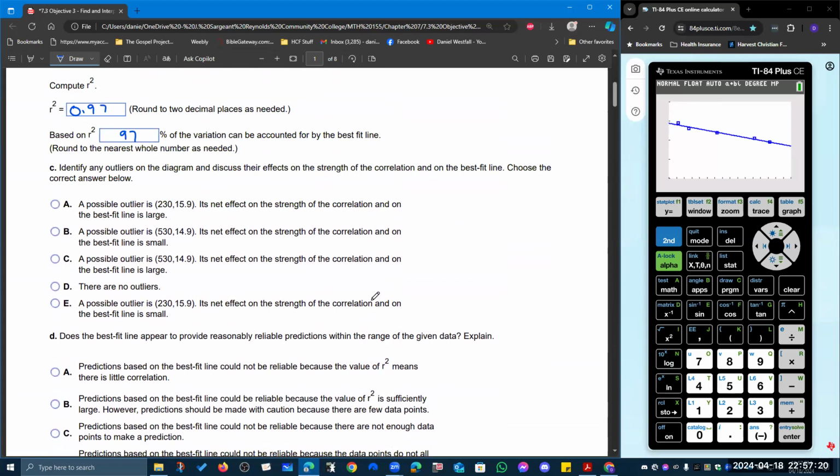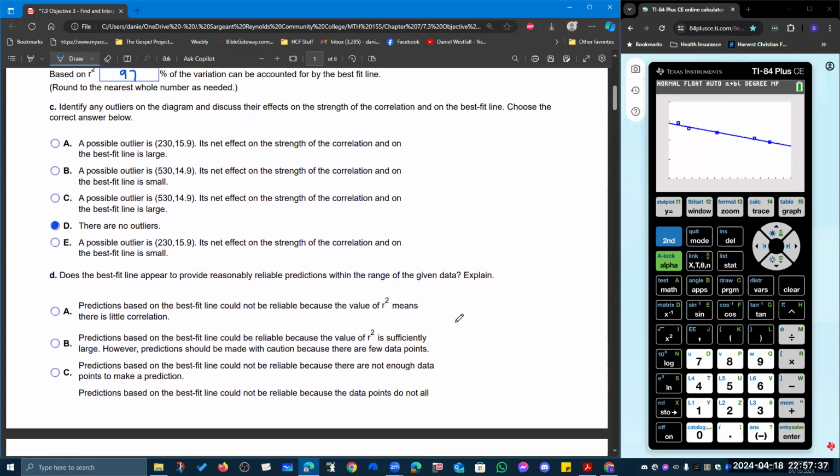Back to part C. Identify any outliers on the diagram and discuss their effects on the strength of the correlation on the best fit line, choose the correct answer. So there are no outliers. Does the best fit line appear to provide reasonably reliable predictions within the range of data given? And explain. Predictions based on the best fit line could be reliable because the value of R squared is sufficiently large. However, predictions should be made with caution because there are very few data points.